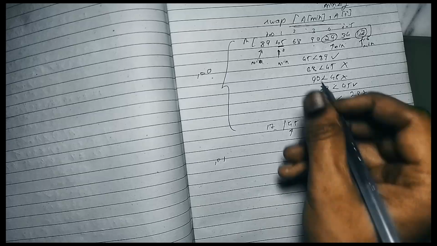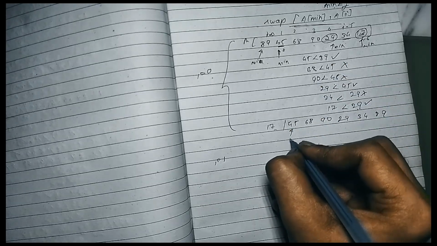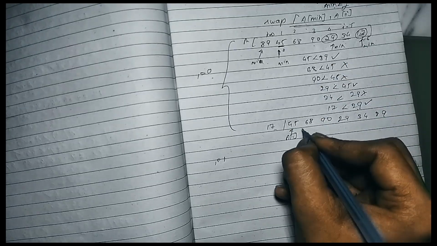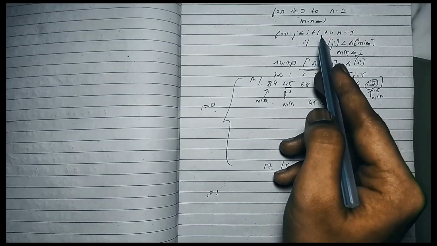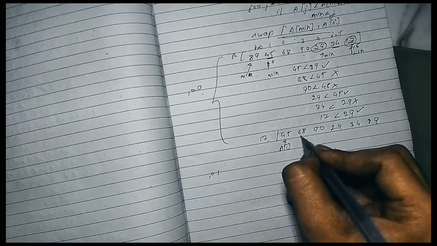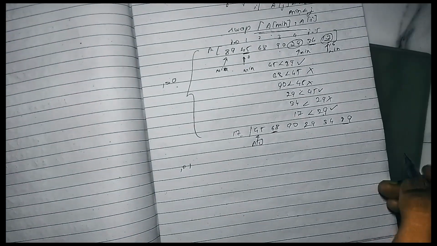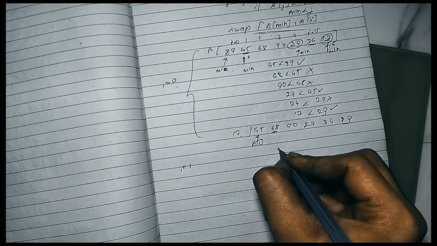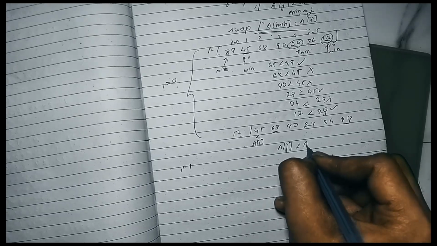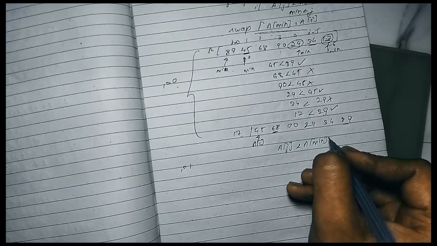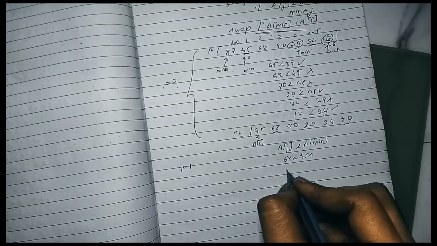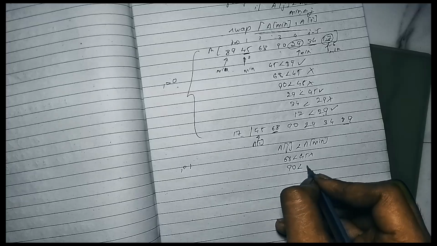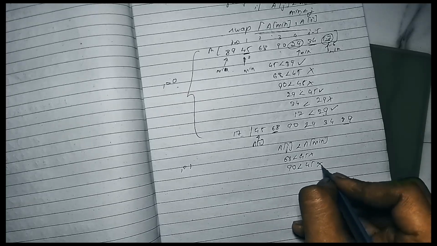Now i will be incremented to 1, so A[1] is 45. Then j runs from i plus 1 to n minus 1, so j runs from 68 to 89 here. Then again A[j] is lesser than A[min], this condition will be checked, whether 68 is less than 45. No, false. Then j will be incremented to 90, whether 90 is lesser than 45. No, this condition is also false.